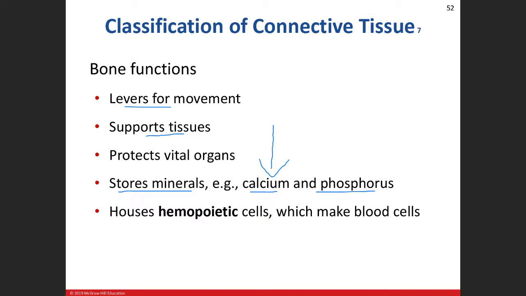Also, within our bone, it gives a home to what we call our hemopoietic cells. Hemopoiesis is the process of creating the blood-formed elements of our blood, which are red blood cells, white blood cells, and platelets. All those cells are made in the bone through the process of hemopoiesis. You'll learn about that later, not this semester.